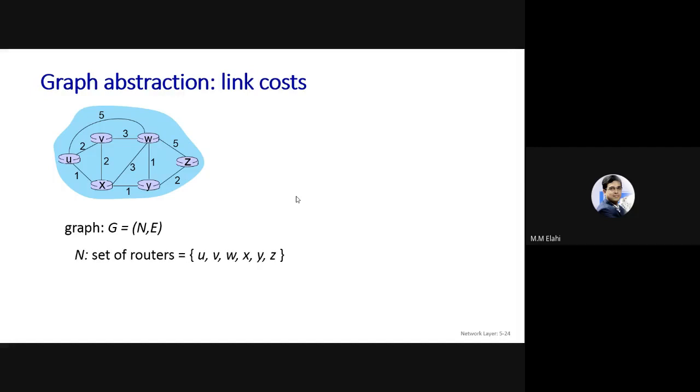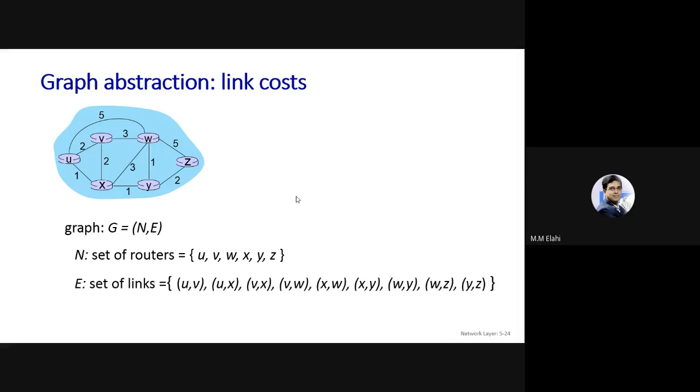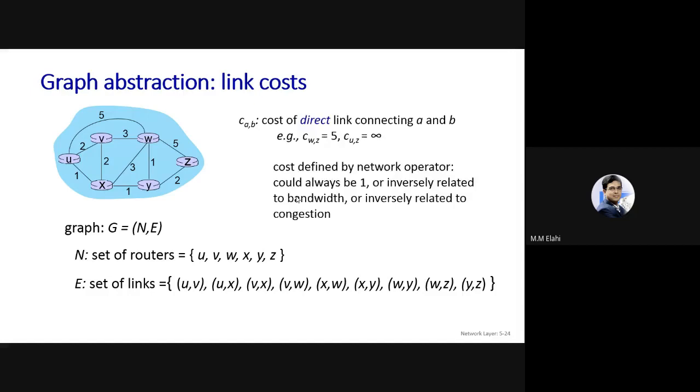Okay, so N is the set of routers. As you can see, there are 6 routers here, and also there is a set of links. That means which routers are connected. For example, there is no link between U and Z. That means there is no direct connection between U and Z, but you can go from U to Z using some other nodes. So that is a routing problem.